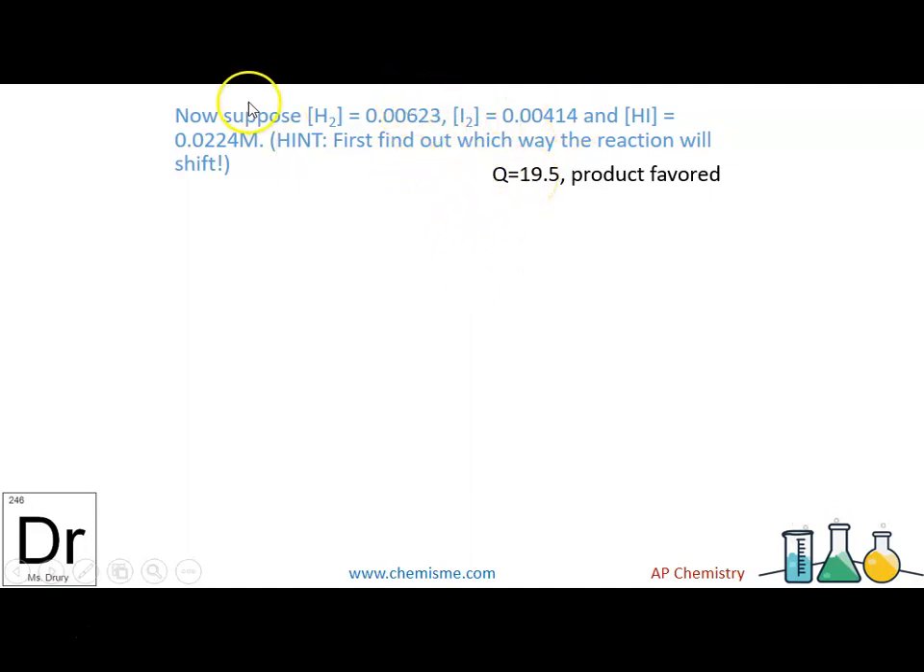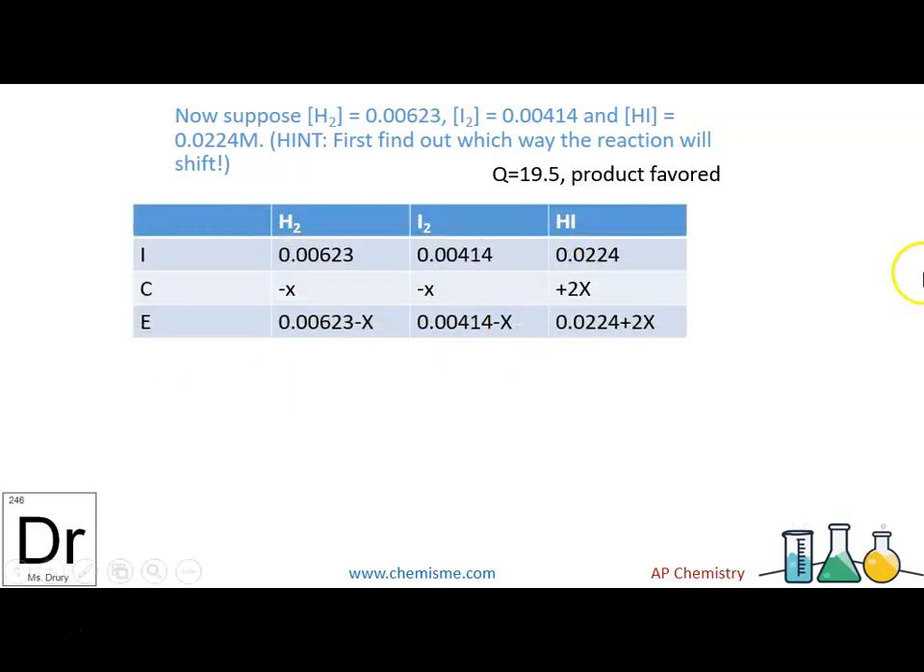So this is just products over reactants, and that means it's product favored, but is it product favored enough? Remember the Kc was 54.3, so we need to make even more products. So again, the shift is to the right. We just ICE everything out for the equilibrium.